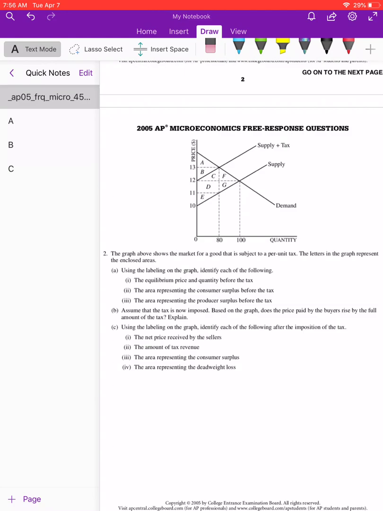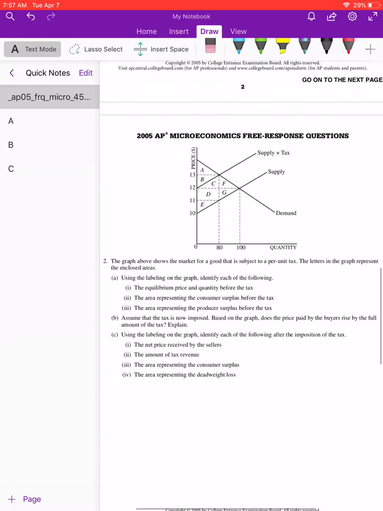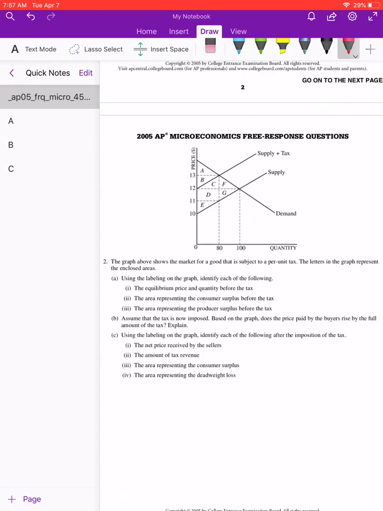It says, the graph above shows the market for a good that is subject to a per unit tax. That's a good thing to review right now. Remember, a per unit tax causes a shift, whereas a lump sum tax does not cause a shift. That only causes a change in total profit or total revenue. The letters on the graph represent the enclosed areas, and then letter A says, using the labels on the graph, identify the following: equilibrium price and quantity before the tax.